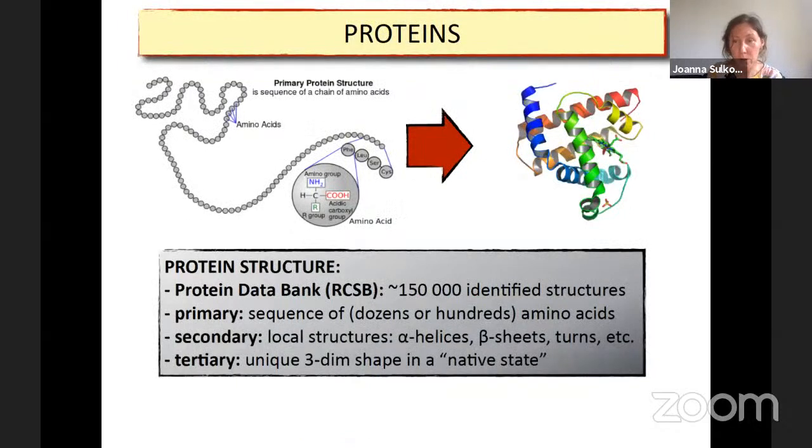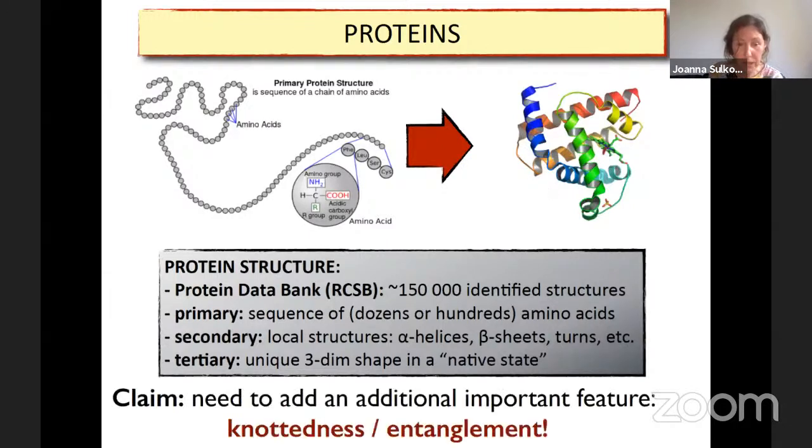Just to remind you about proteins, we can also think about them as polymers. Proteins are made of 20 different amino acids connected in a linear chain, and this chain has to fold to a unique three-dimensional structure. This unique structure is what we call native, and it is biologically active. We usually say that proteins are classified based on the sequence, then secondary structures, alpha helix, beta turn, and the three-dimensional fold.